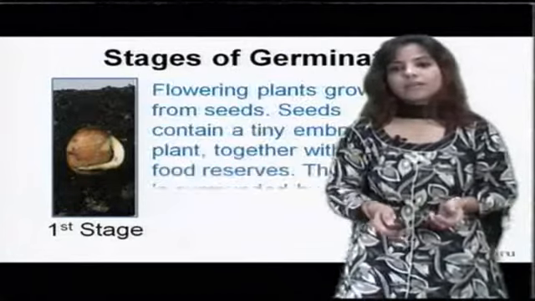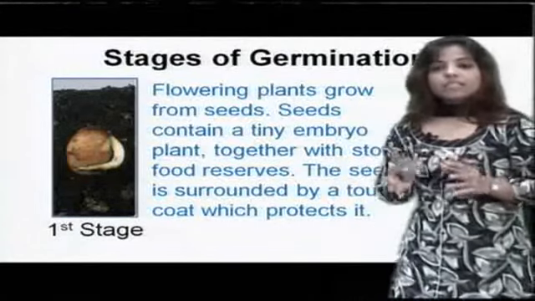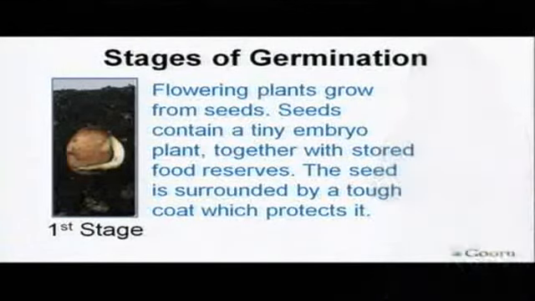You can see that the seed contains a little plant inside, and the food is being stored in the cotyledon, and the seed is completely surrounded by a tough sheet which we call the seed coat. Remember, I told you that the seed coat protects the seed against bugs and insects, and also protects the seed from the weather.